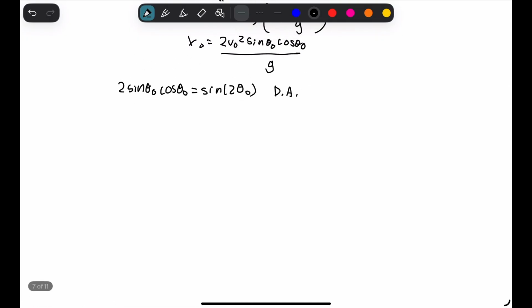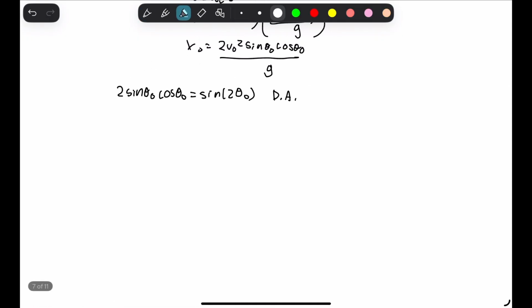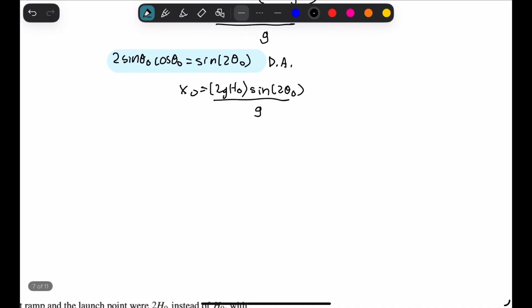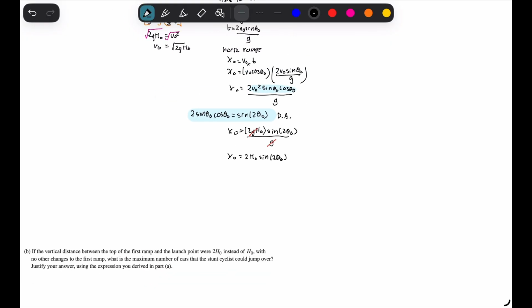So if we use that, we can look inside of our equation here. We have exactly this inside of our numerator. Therefore, we could rewrite this by using that same expression. We have 2gh initial times sine 2 angle initial divided by g. And we can cancel out that g right here now. So x initial is just equal to 2h initial sine 2 theta initial. And that is your answer for part A.